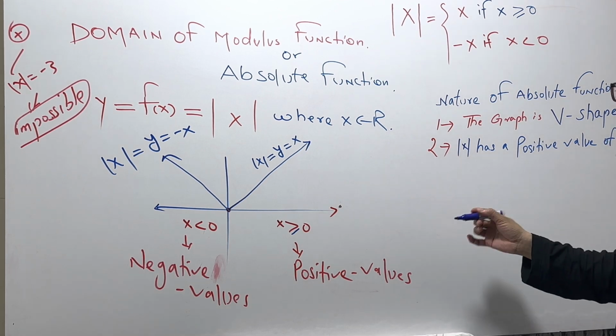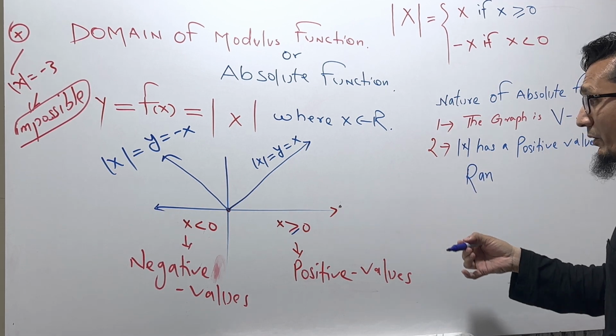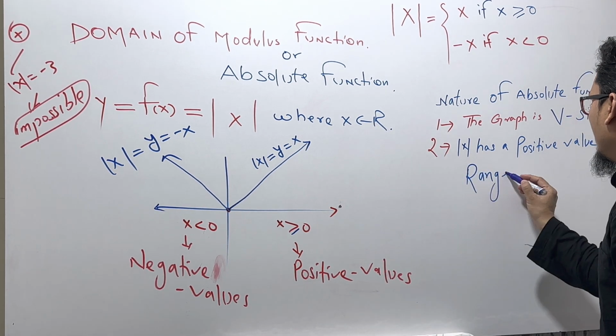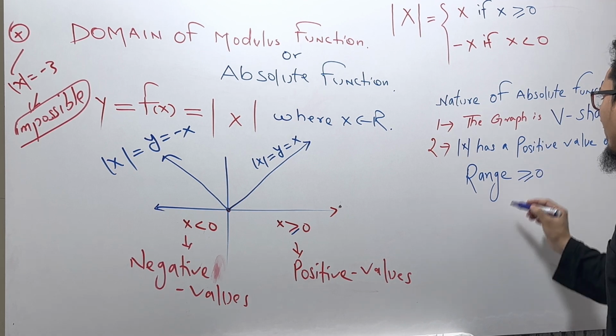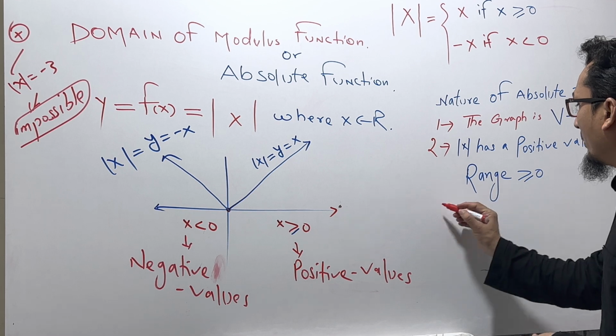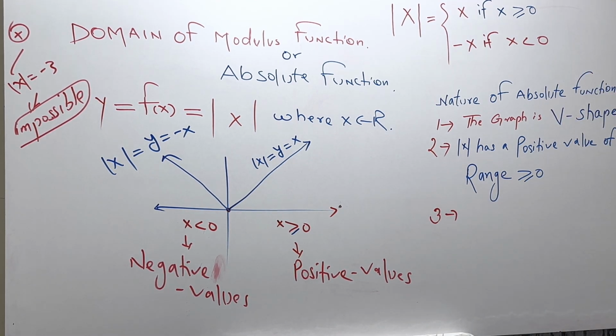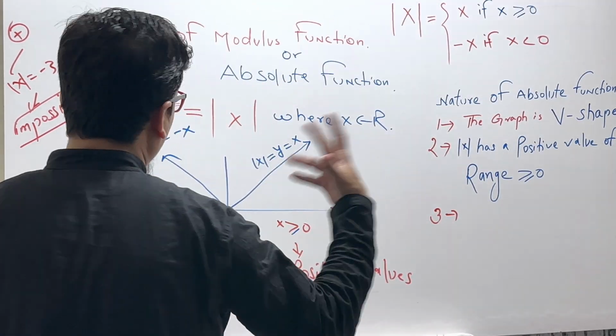In another language you can say the range is always, I will tell you the range in my next lecture. The range is always what? 0 or greater than 0, means all positive, right? And the third one, this is an even function. Even function or odd function I will explain in my next lecture.